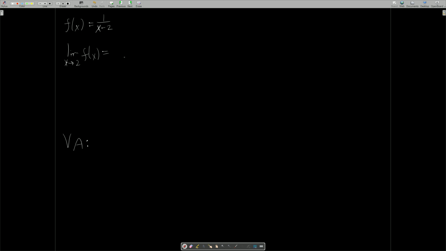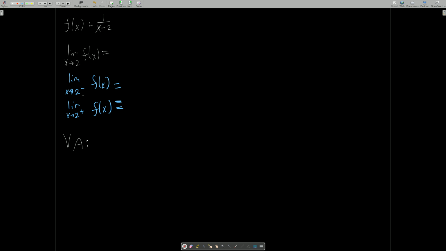Remember that the definition of a limit is that it's approaching this x value from the right and from the left. So what we're going to do is evaluate the limit as x approaches 2 from the left and as x approaches 2 from the right. Now how do we do that? We just have this one function right here.